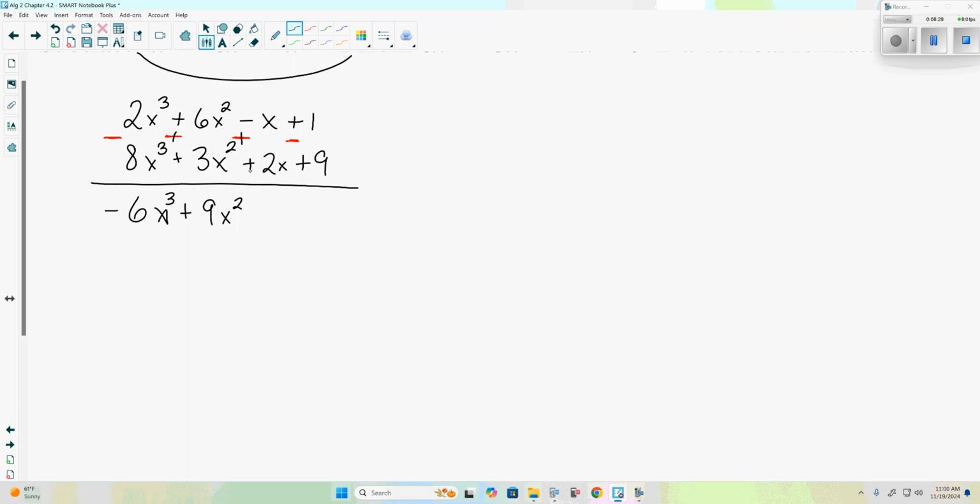Negative and negative make a plus. Negative x plus 2x is plus x. Negative 1 plus 2, 2 minus 1. And lastly, 1 minus 9, negative 8.